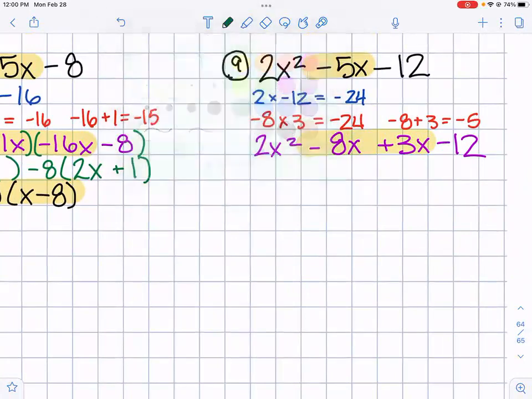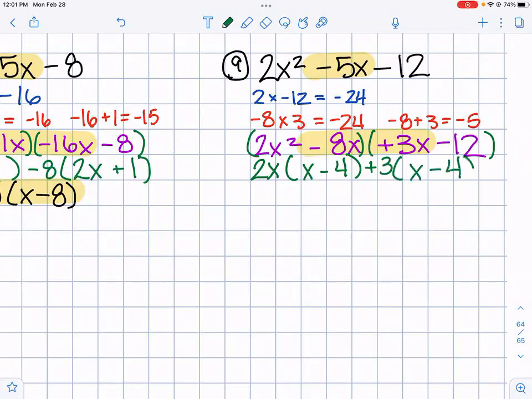What is the next step? Two groups, and then we have to factor. What can I factor out of the first group? 2x, and I get x minus 4. What can I factor out of the second group? 3, and you get x minus 4.